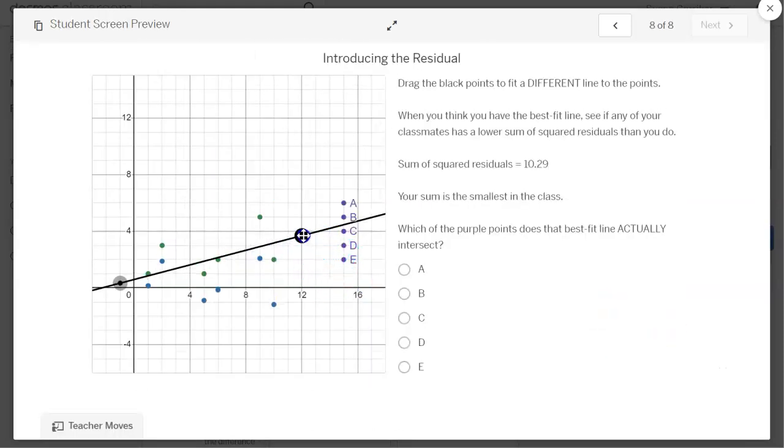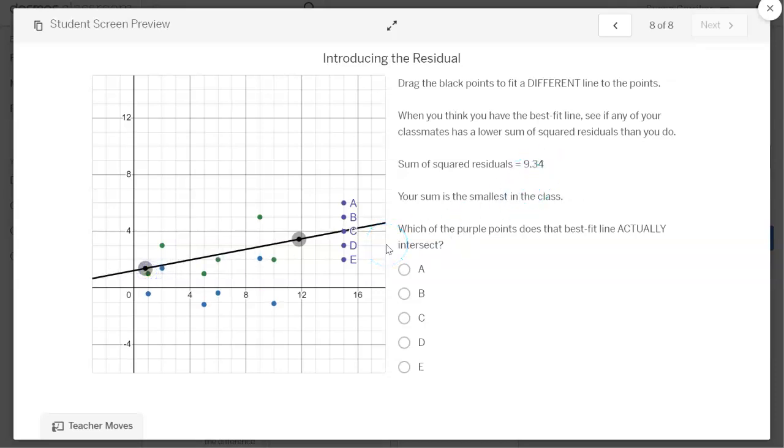So if you move this around, what's going to happen on this screen is that number is going to change. And it doesn't have to be 11 or 12. It could be even 9 or 8. Oh, there's a 9. And so your goal is to get the kids to drag this around and see how small they can get that number.